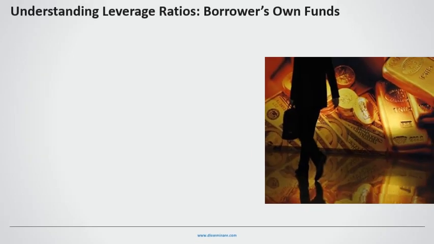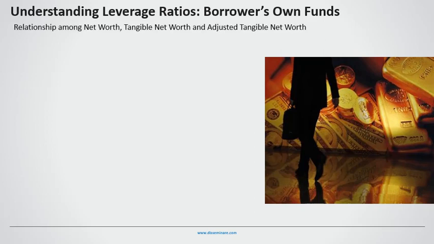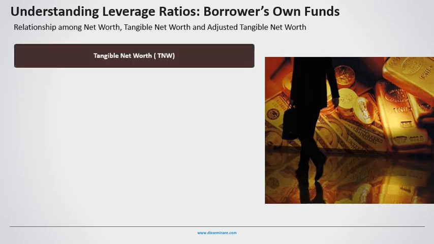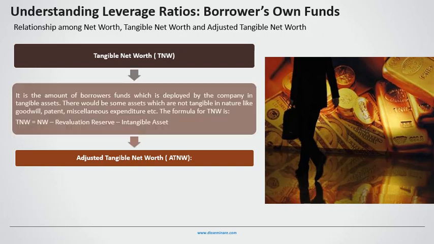Please note, the borrower or the owner or promoter's net worth is the liability of the business. In the understanding of the borrower's own funds, we shall now look at the concept of TNW and ATNW. Let us look at the relationship among net worth, tangible net worth, and adjusted tangible net worth. Tangible net worth or TNW implies the amount of borrower's own funds which is deployed by the company in tangible assets. There would be some assets which are not tangible in nature like goodwill, patent, miscellaneous expenditure, etc. The formula for TNW is TNW equals NW minus revaluation reserve minus intangible assets.